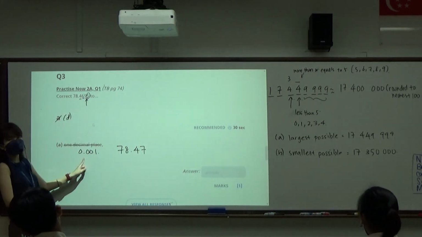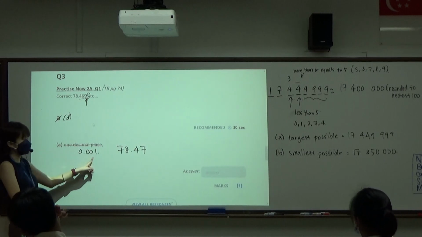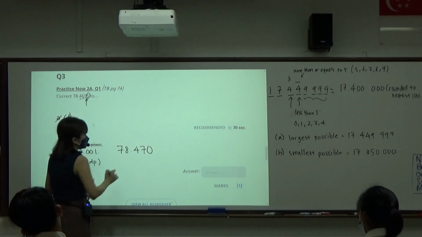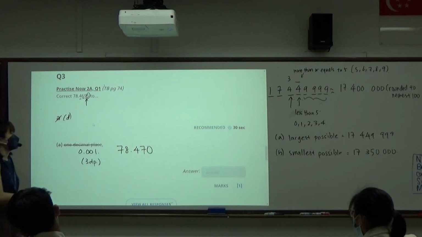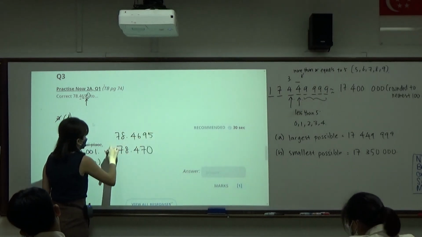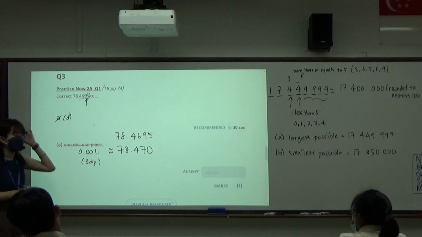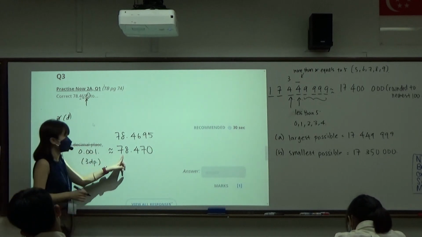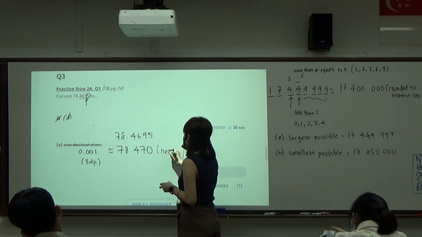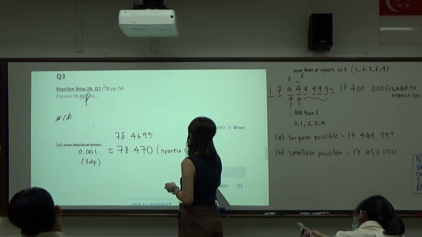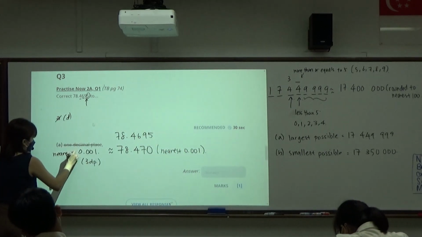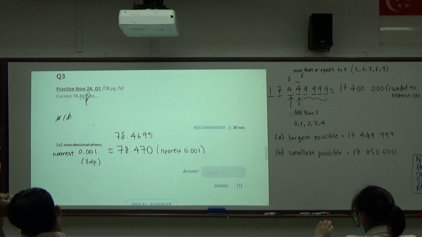But I must ensure that the place value remains the same because we want 3 decimal places. So it should be 78.470. To present your answer, we will write 78.4695 approximates to 78.470, and then this is nearest 0.001 as per what the question was.